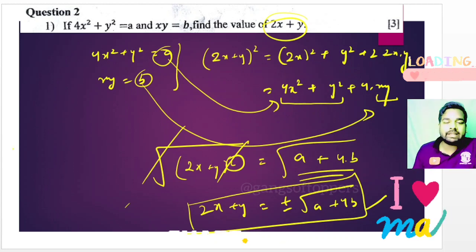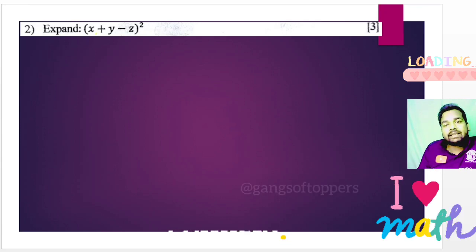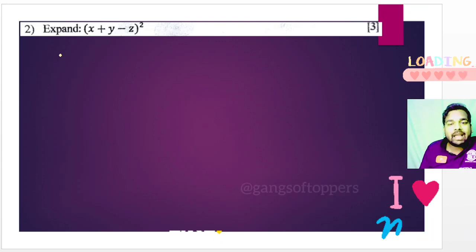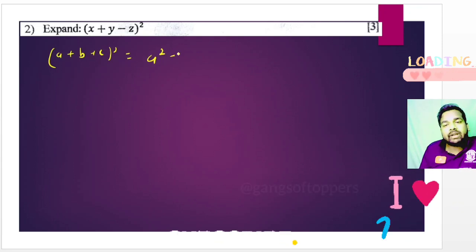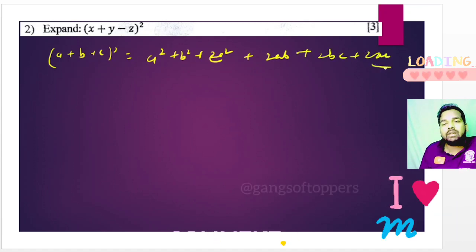Now the next question is asking us to expand x plus y minus z the whole square. I think everybody knows the formula for (a plus b plus c) the whole square. That formula is a square plus b square plus c square plus 2ab plus 2bc plus 2ac. Just expand this question using this formula.